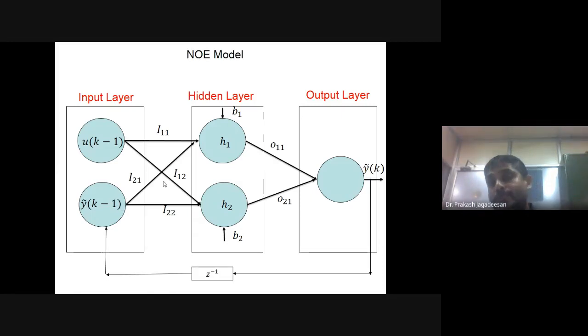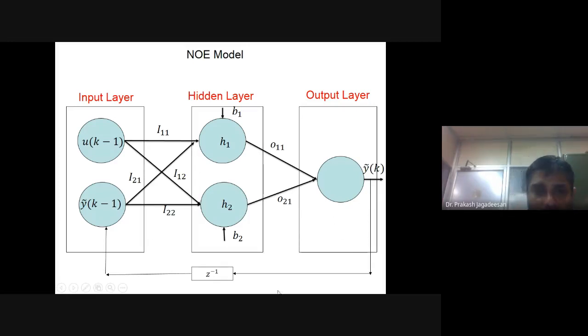Then you can use the nonlinear output error model structure, where I'm using the past values of the output. This is basically a recurrent neural network. I'm feeding the output of the neural network back to the input.